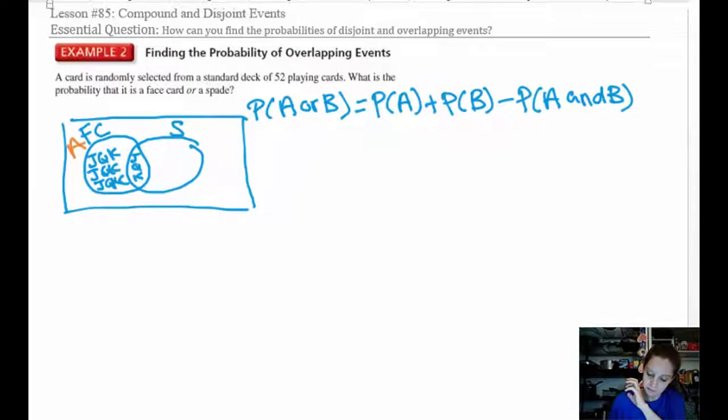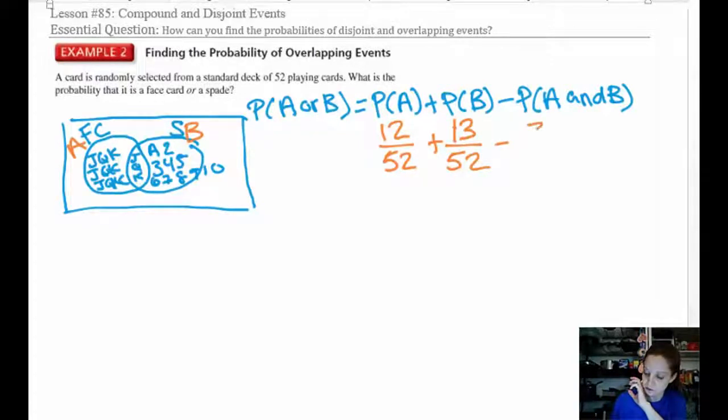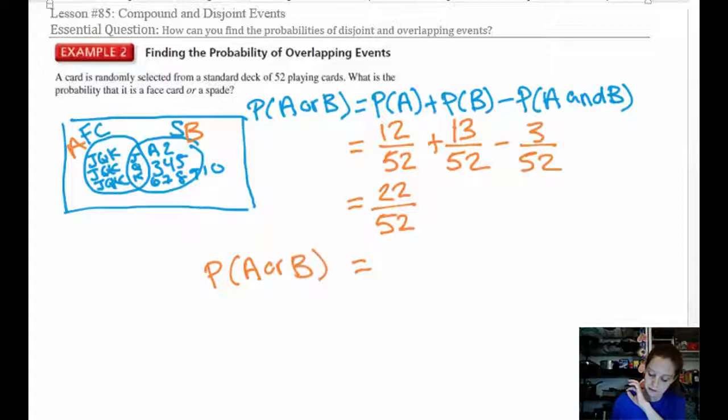So probability, let me label this one A and B. Probability of a face card, well, there are 12 out of 52 face cards, plus probability of a spade. Oops, there's more than just the jack, queen, king of spades. There is the ace, 2, 3, 4, 5, 6, 7, 8, 9, 10. That's 1, 2, 3, 4, 5, 6, 7, 8, 9, 10, 11, 12, 13. Makes sense. 13 out of 52 are spades. Then we need to subtract the intersection, which is 3 out of 52. This is 25 minus 3, which is 22 out of 52. Okay, so the probability of A or B is 11 out of 26, which is about 0.423 or 42.3%.